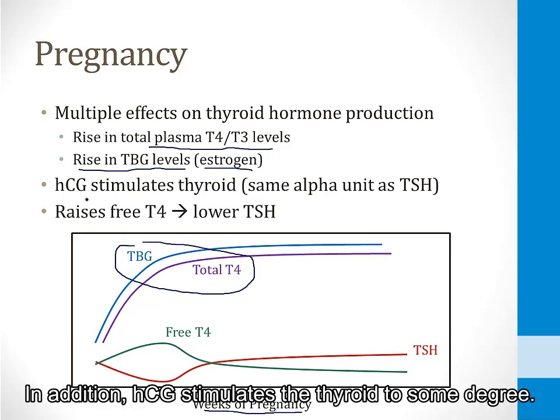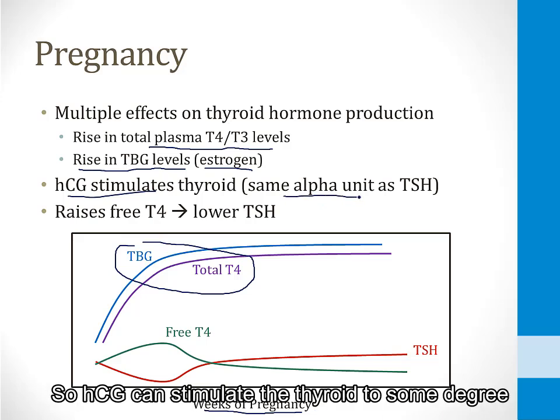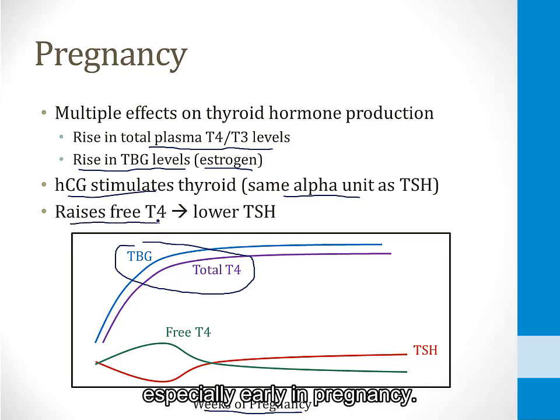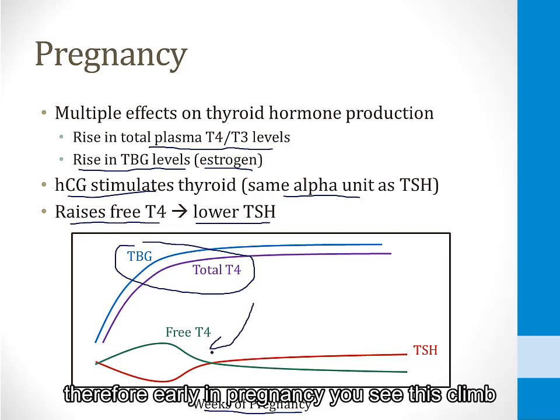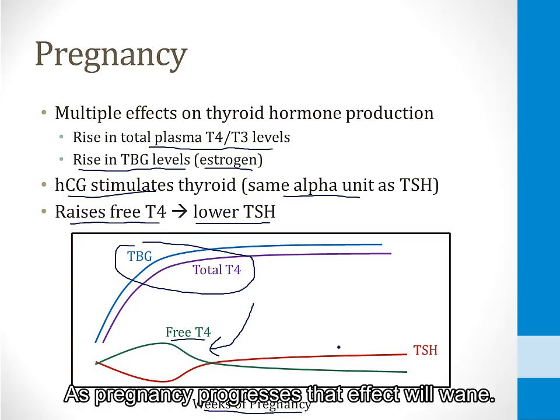In addition, HCG stimulates the thyroid to some degree. Recall that HCG and TSH have the same alpha subunit, so HCG can stimulate the thyroid to some degree, and this will raise the free T4 level a little bit, especially early in pregnancy. In response, the TSH level will fall. Therefore, early in pregnancy, you see this climb in the free T4 level and a fall in the TSH level. As pregnancy progresses, that effect will wane.